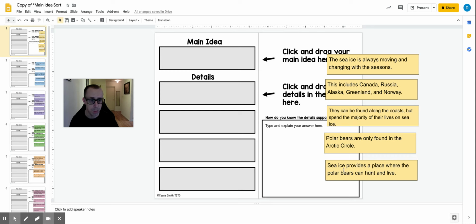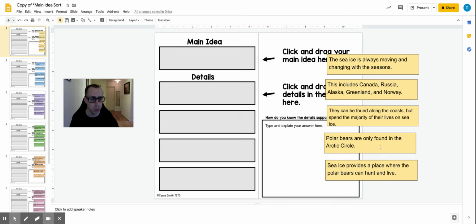So here, polar bears. This says "they," which they're talking about polar bears. And then these two are discussing the habitat or the environment of the polar bears and where they live. So this here is our main idea. Polar bears are only found in the Arctic Circle.